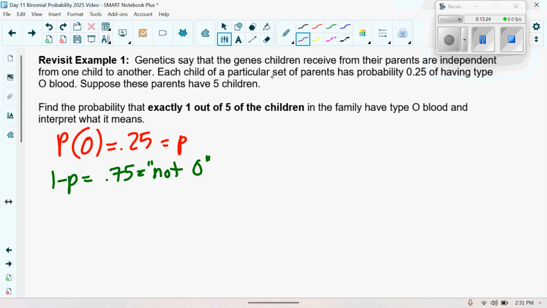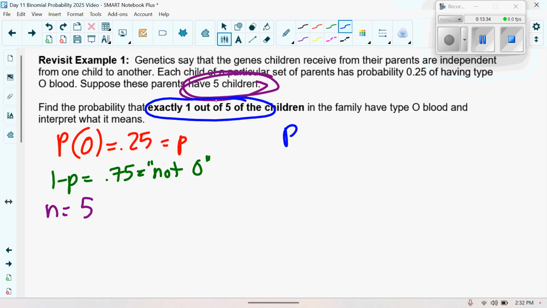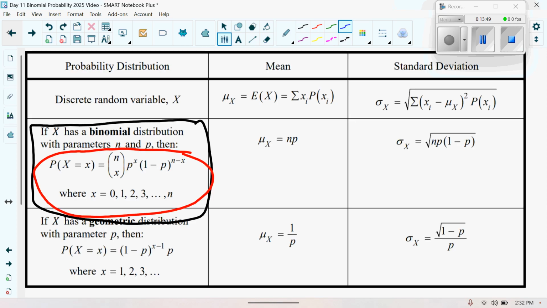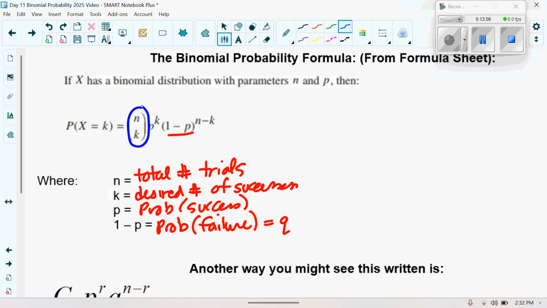It says we have a total of 5 children, that's n. And it says find the probability, which we're going to call capital P, that exactly 1 out of the 5 children has type O blood. So the desired number of successes that we want is 1. Okay, so we're going to write P(X = 1), and that means the desired number of successes. And now if you look at your reference sheet, it says n over k. So you're probably wondering, what is this thing? Okay, this thing is called a combination. So I'm going to bring it to the side here, and I'm going to explain.